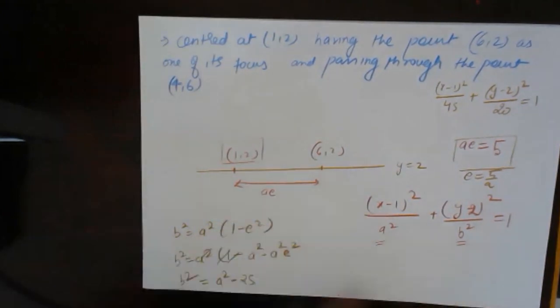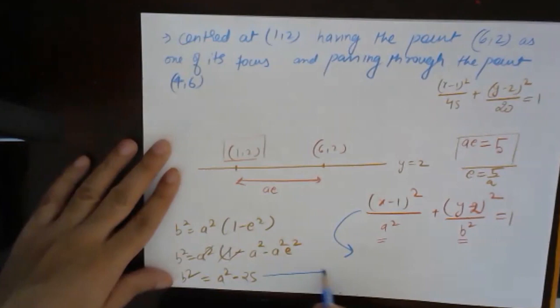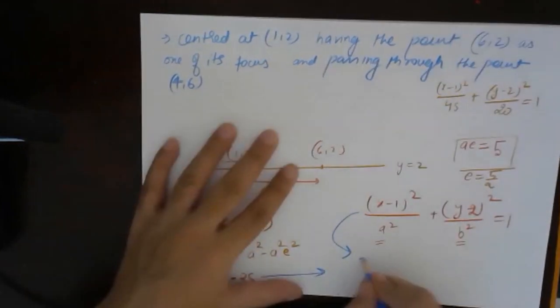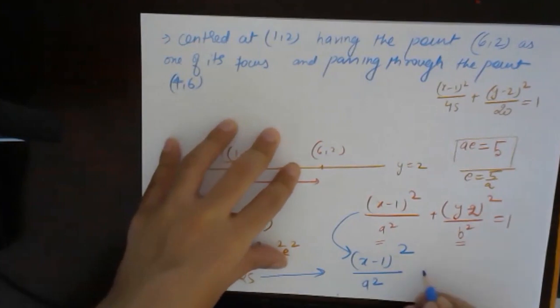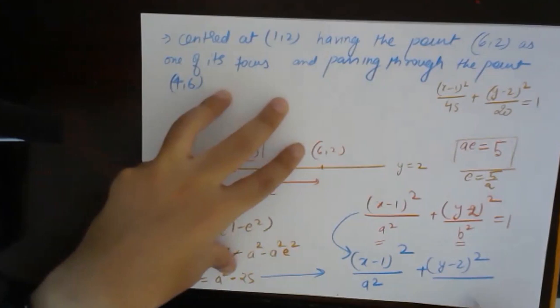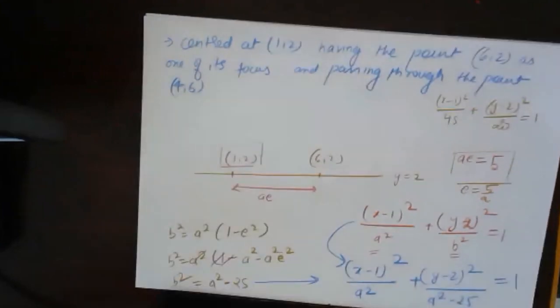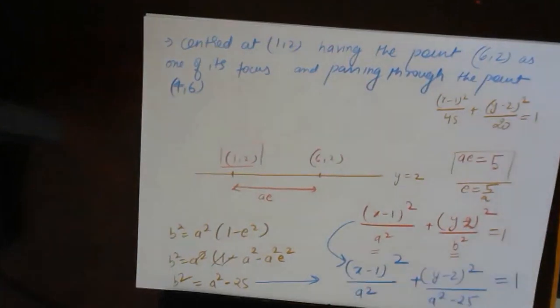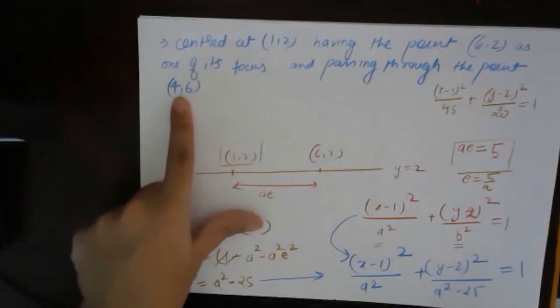So I can rewrite the equation using this information: (x minus 1) whole square upon a square plus (y minus 2) whole square upon (a square minus 25) is equal to 1. Till here everything is okay. Now we have to find the value of a. What can we use? We can use the point (4, 6).